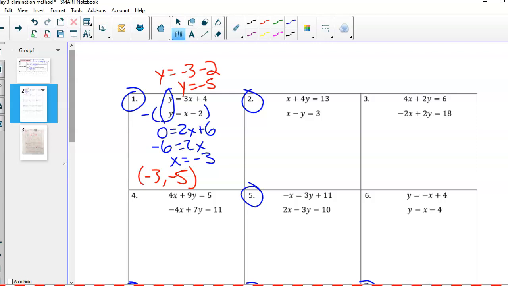Do we have other questions right now? Where'd you get the 0 from? And the 0 equals 2x minus 6. I'm adding 6. y minus y is 0.